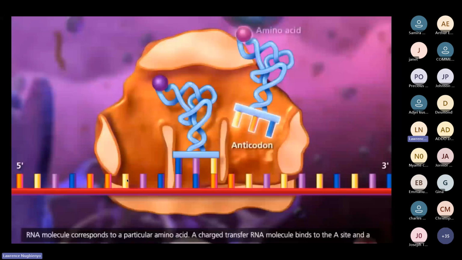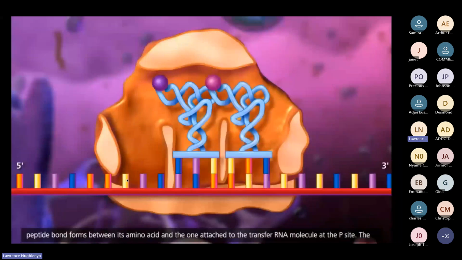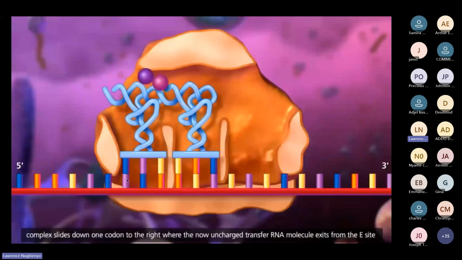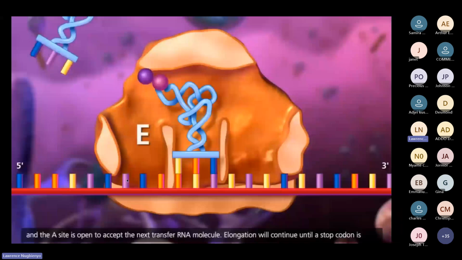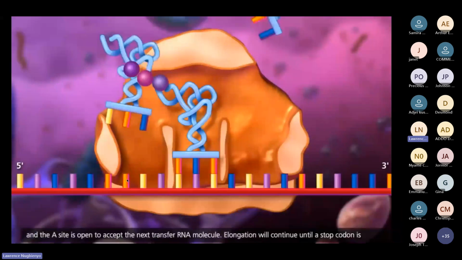A charged transfer RNA molecule binds to the A site and a peptide bond forms between its amino acid and the one attached to the transfer RNA molecule at the P site. The complex slides down one codon to the right, where the now uncharged transfer RNA molecule exits from the E site, and the A site is open to accept the next transfer RNA molecule. Elongation will continue until a stop codon is reached.